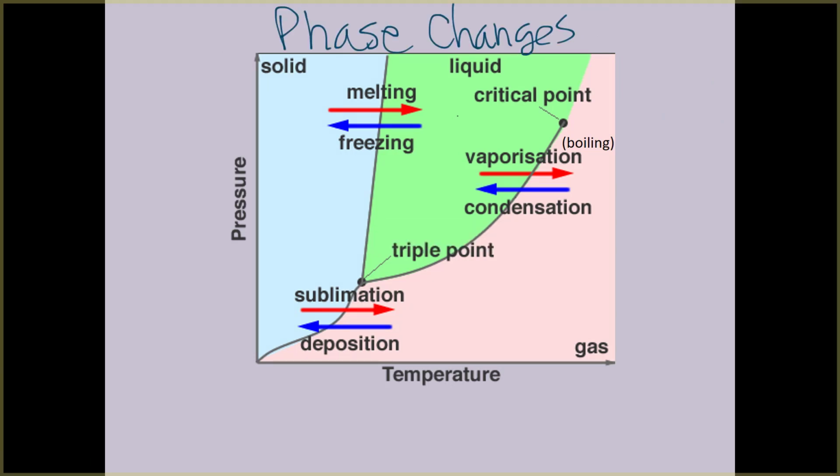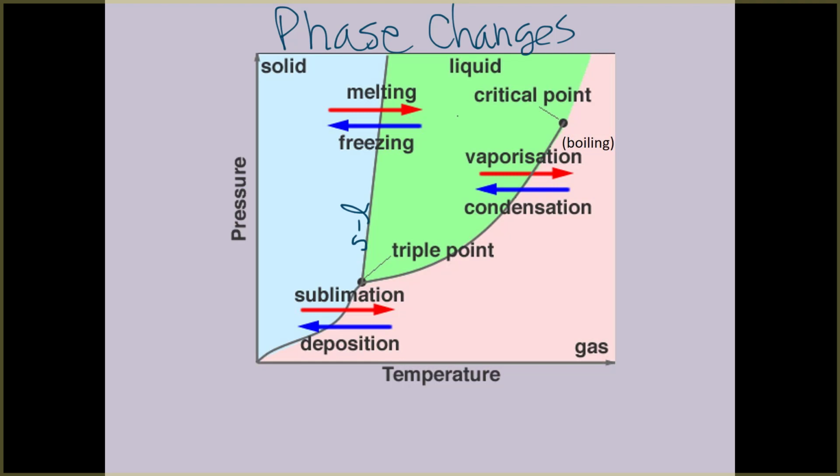So you need to be familiar with these phase changes. Anytime I cross my solid liquid line, that solid liquid equilibrium line, I am either going to be melting it or freezing it. It just depends on what direction I'm coming from. If I'm going from a solid to a liquid, that's called melting. A liquid to a solid is called freezing.